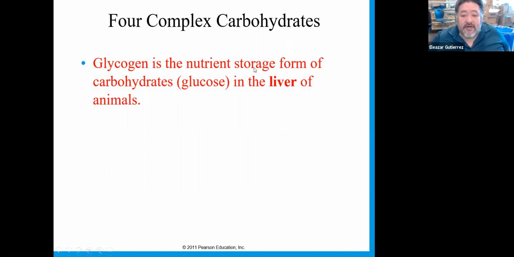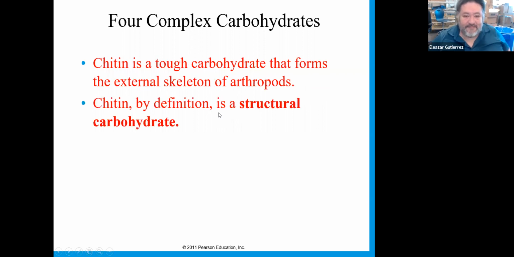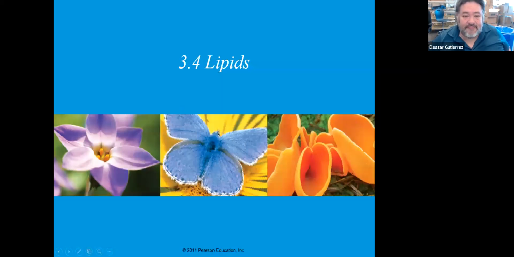Glycogen is a nutrient storage form of carbohydrates, glucose, in the liver of animals. Liver. Cellulose is a rigid structural carbohydrate found in the cell walls of many organisms. Structural. Chitin is a tough carbohydrate that forms the external skeleton of arthropods. Those are called insects. Chitin, by definition, is a structural carbohydrate. Structural. Okay, we're switching to lipids.